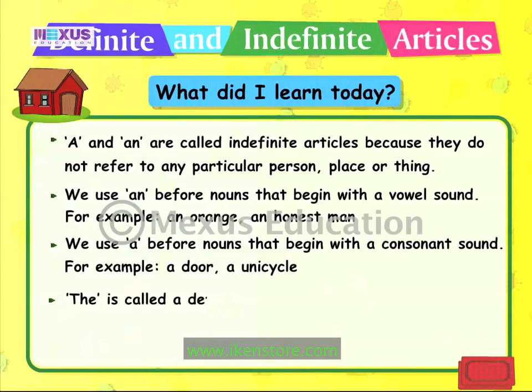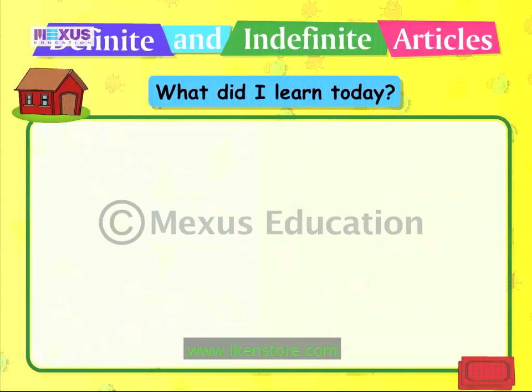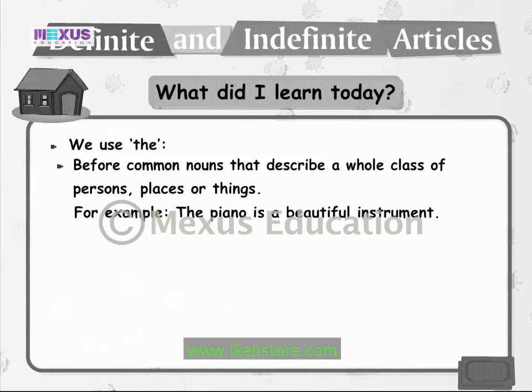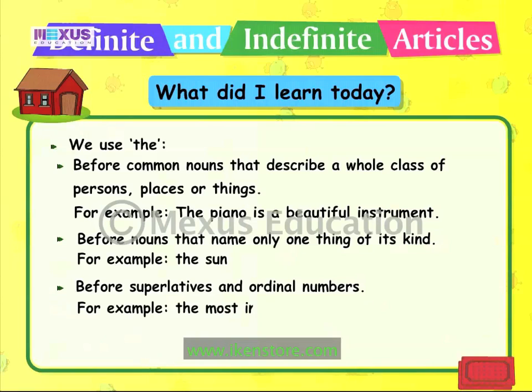The is called a definite article because it is used to refer to a particular or definite person, place or thing. We use the before common nouns that describe a whole class of persons, places or things. For example, the piano is a beautiful instrument. Before nouns that name only one thing of its kind. For example, the sun. Before superlatives and ordinal numbers. For example, the most interesting book, the second house.